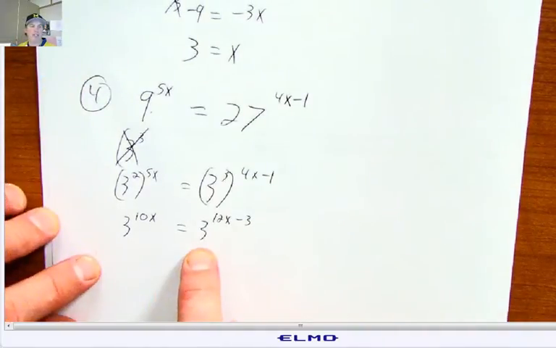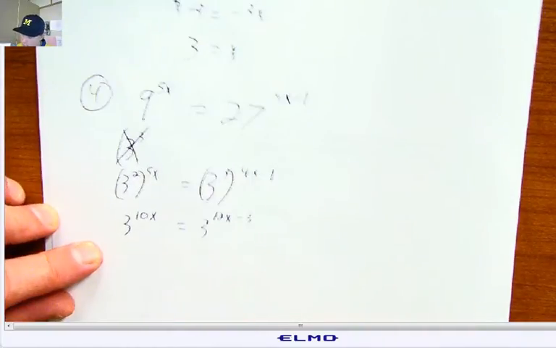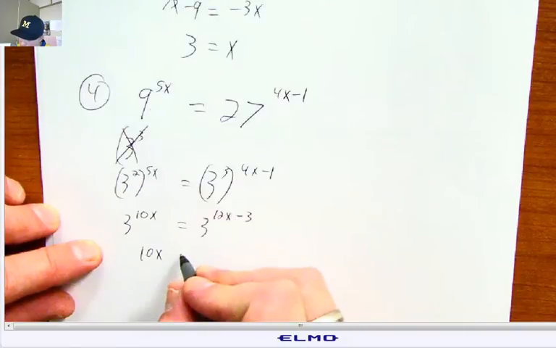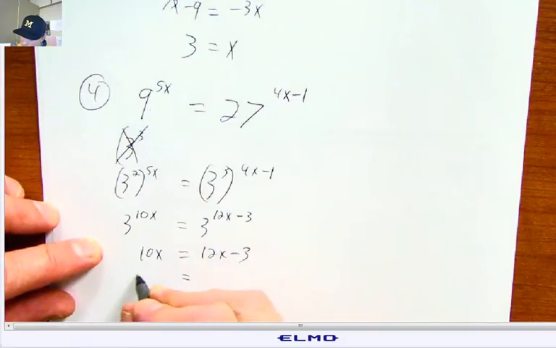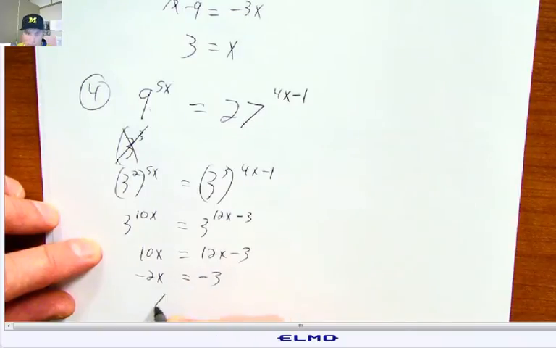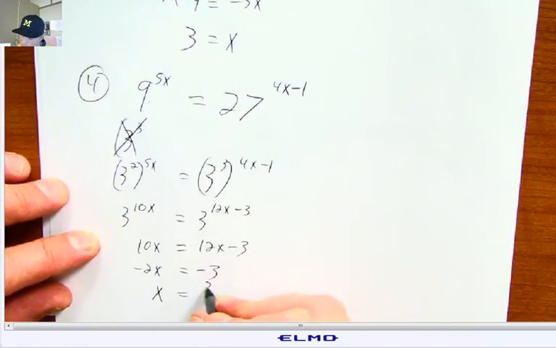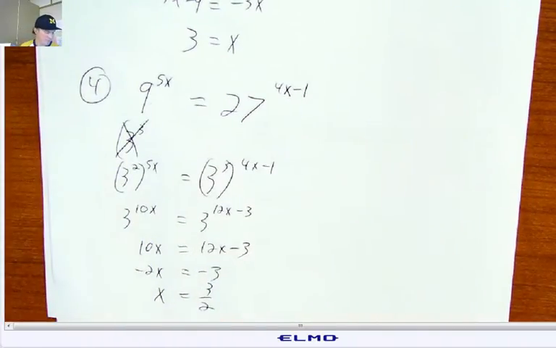And now that the bases are equivalent, now you can set the two sides equal to each other. 10x equals 12x minus 3. That means -2x equals -3, which means x equals positive 3 over 2.